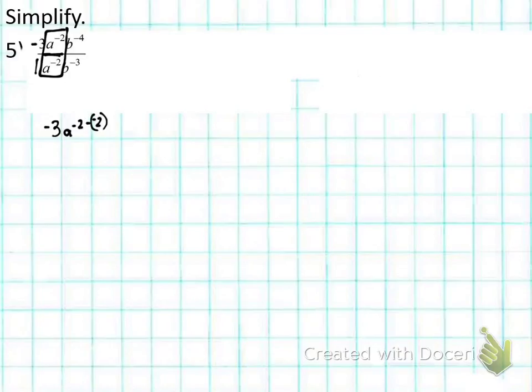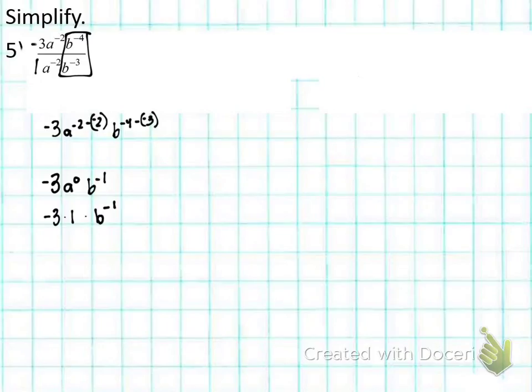What's negative 2 minus the negative 2? 0, right? So it's like saying negative 3 times a to the 0, right? Then we're going to focus on our b's. Got b to the negative 4th divided by b to the negative 3rd. Again, we're going to do b to the negative 4th minus a negative 3, which is like saying b to the negative 1st. We know that anything to the 0 power is 1, so it's saying negative 3 times 1 times b to the negative 1st, which is like saying negative 3 b to the negative 1st.